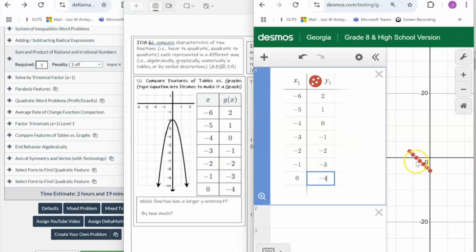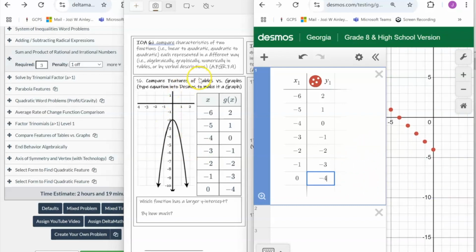All right, so what does that look like? It looks like a straight line, which is called what? A linear function. All right, so the first question it's asking is which one has a larger y-intercept? Okay, so what does that mean? Where it crosses the y-axis.